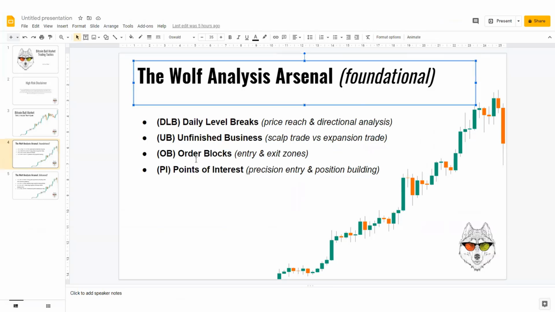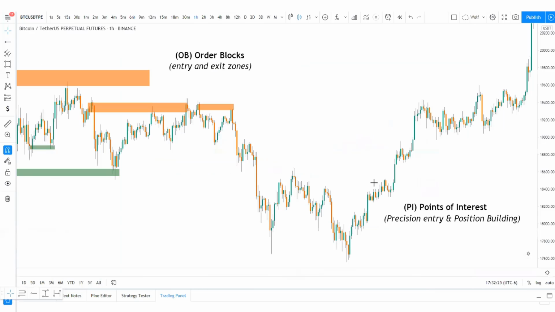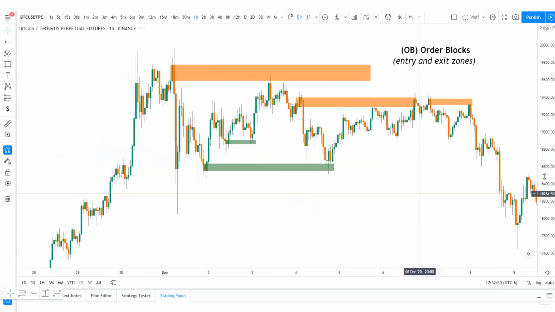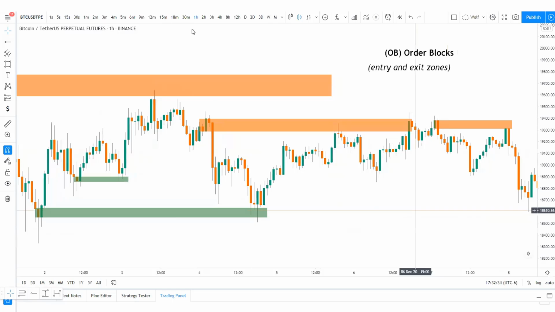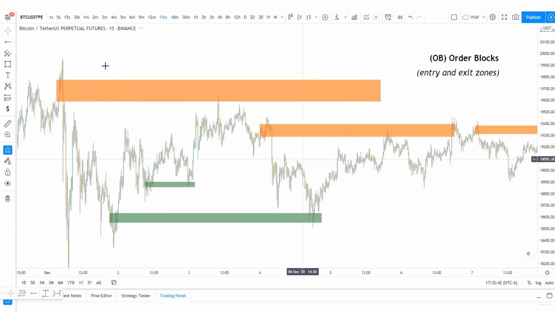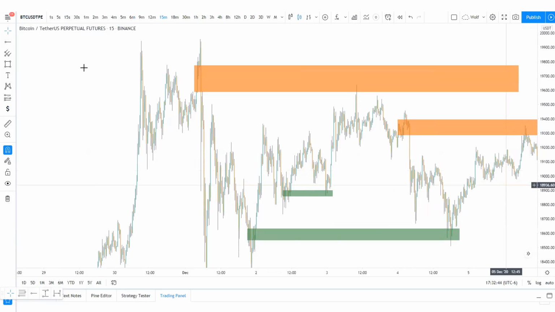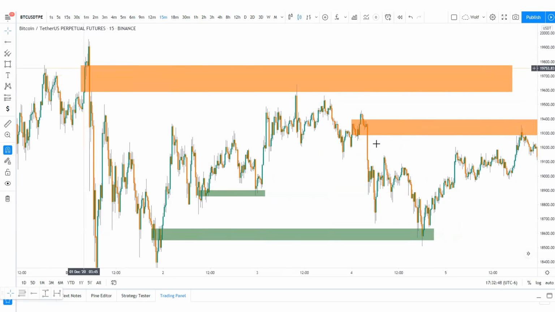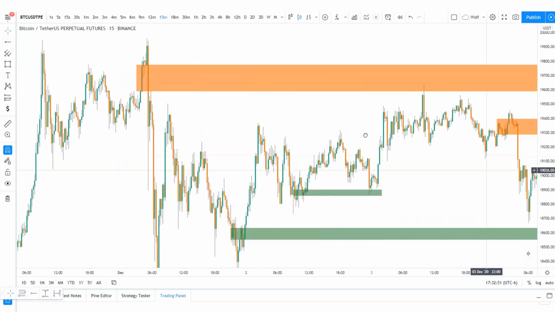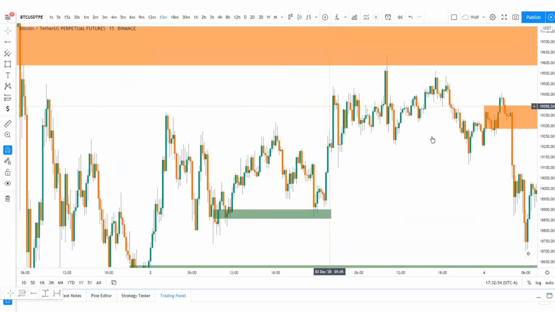Okay, order blocks, like I said, I view those as entry and exit zones. Points of interest, you typically are going to find those in those order block zones, but you can also find them in structure that is trending. So we'll go ahead and dive into that one. Let's see, I'm going to go to the 15. So we had that H1 order block up here, and it did get hit, but it was just a real quick reach for it and shot right back out.